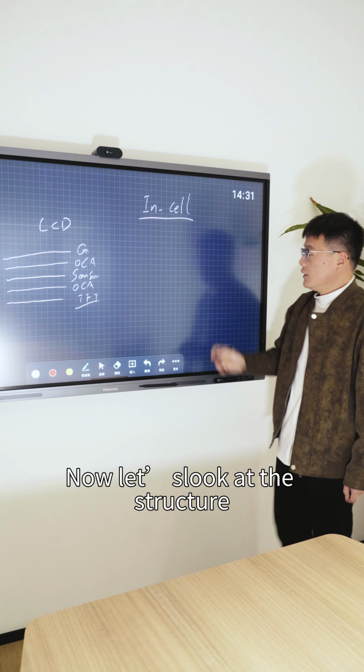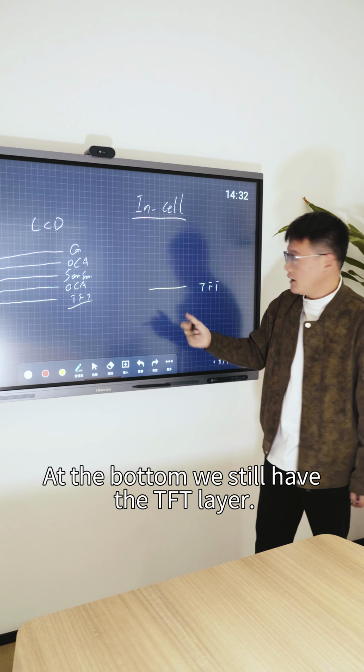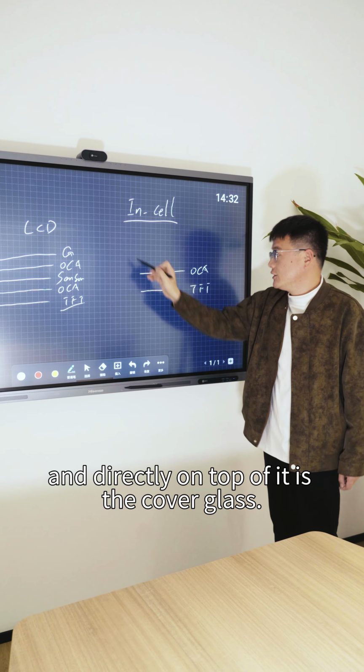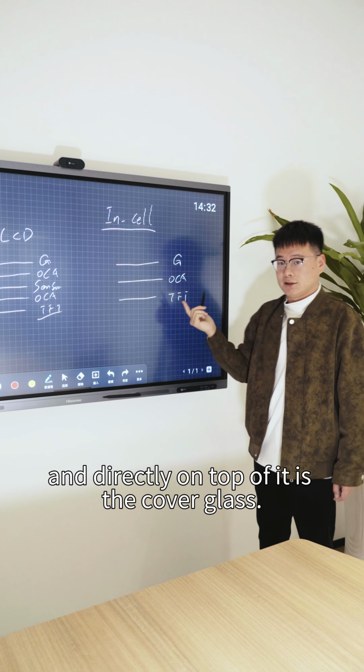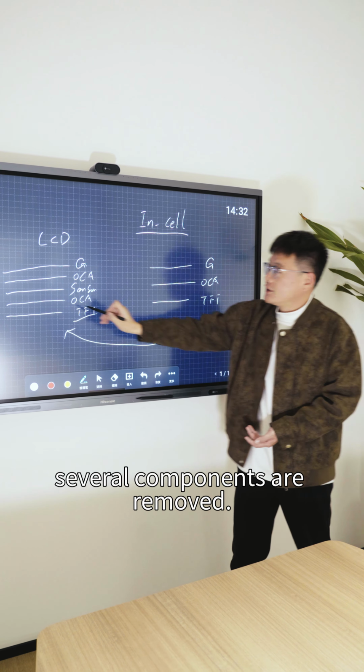Now let's look at the structure of an in-cell display. At the bottom we still have the TFT layer. Above that there is an OCA layer, and directly on top of it is the cover glass. Compared with the traditional structure, several components are removed.